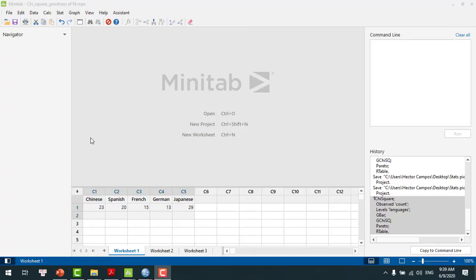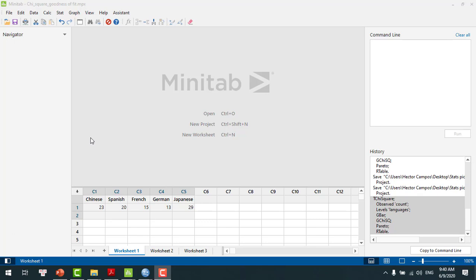Okay, so let's go to Minitab, and let's open the file called chi-square goodness of fit, and we're going to do the problem that Larson Hall has in her chapter. This is a language department. They teach 5 languages: Chinese, Spanish, French, German, and Japanese. And there we have the number of students that have signed up for each language. As you can see, the number varies from 13 in German to 29 in Japanese. Now, the question we're going to be asking is whether the students are distributed evenly in the school.